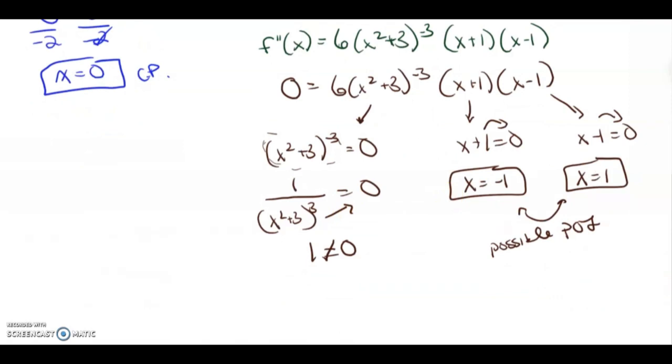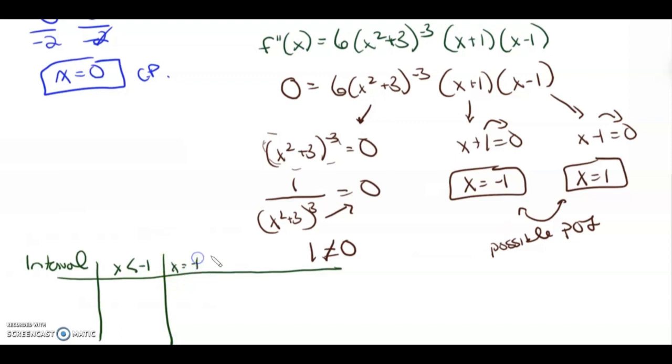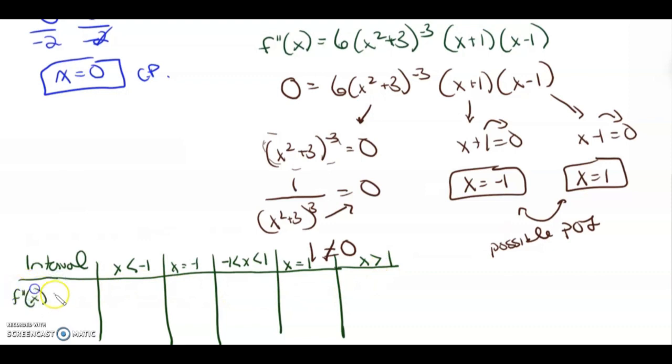And now we have to set up the chart to actually test this. So let's set up the intervals. x is less than negative 1, x equals negative 1, then x between negative 1 and 1, x equals 1, and x greater than 1. We want the sign of f double prime at x, and then we're going to conclude the concavity.